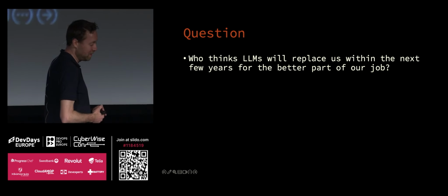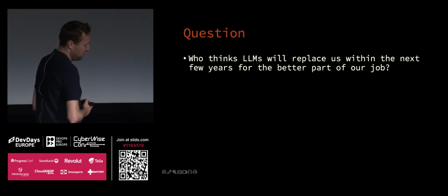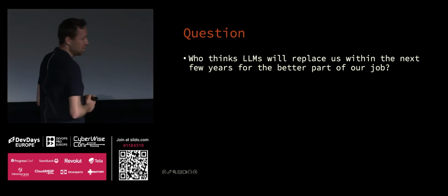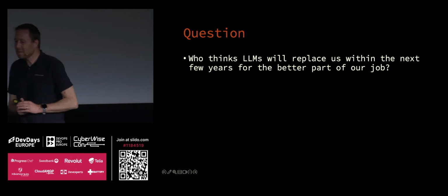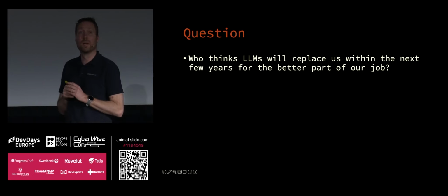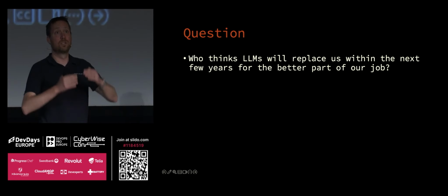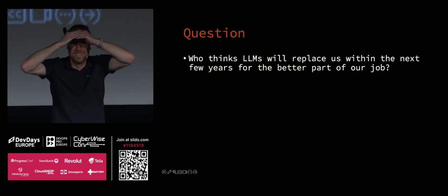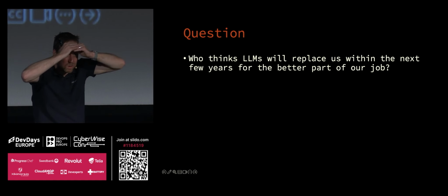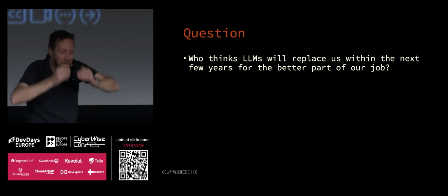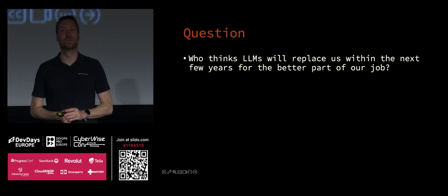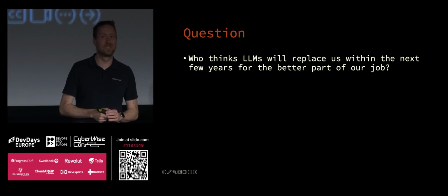Okay, then my last question. Who here thinks that Gen AI is going to replace us as developers within the next few years for the better part of our job? I see 1, 2, 3, 4. I see 4 hands, so that's really cool. It would be a nice topic to chat about during the drinks for sure.